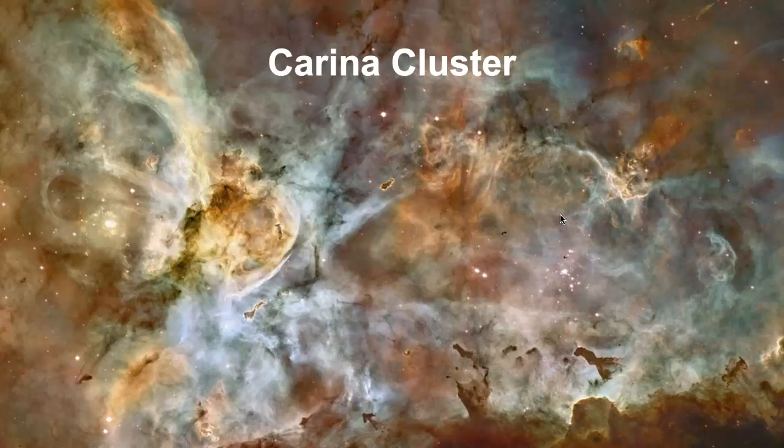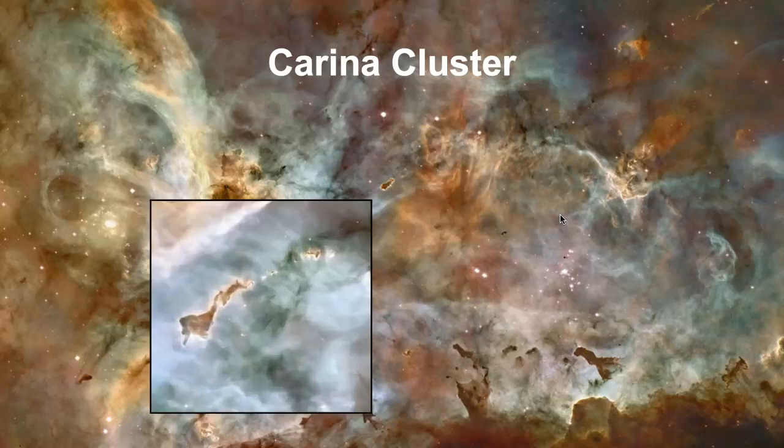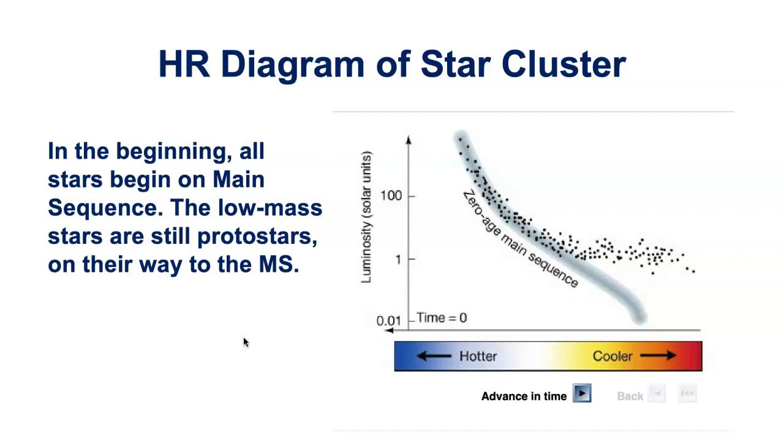And we can look at the temperature, right? And then we can also zoom in on some of these protostars. They're not main sequence stars yet, but we can still get the luminosity and the temperature. Let's plot them on the HR diagram too. What does that look like? Well, it'll look something like this, right?